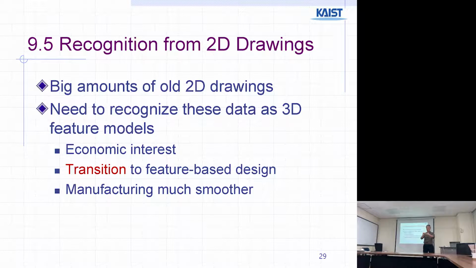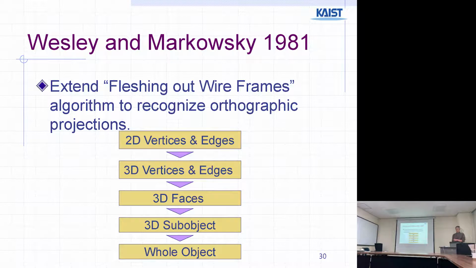Humans can recognize 2D drawings, and then they can model 3D manually. But here, they want to make it an automatic conversion. How can you do that? So there are papers, and there are more. Anyway, fleshing out. Fleshing out means one line can become a broader face, a face can become a box. So a wireframe can be recognized into 2D vertices and edges, and 3D vertices and edges, and 3D faces, and so on. So more dimensions.